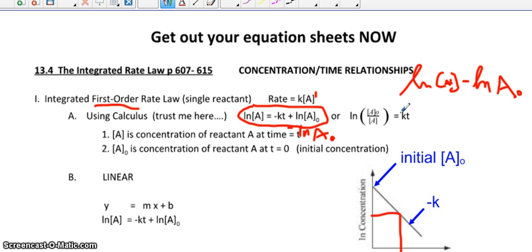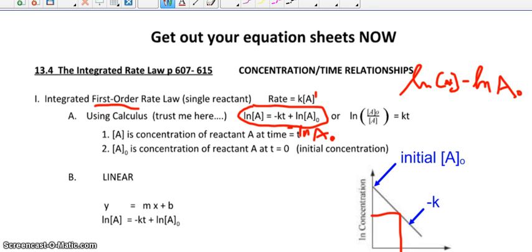So keep this in mind. When you subtract A naught from both sides, you end up dividing it. And then with the negative gone, you flip it. So natural log of A naught over natural log of A is positive KT. Now, this doesn't help us in the y equals mx plus b form, but it'll help us understand half-lives later on.